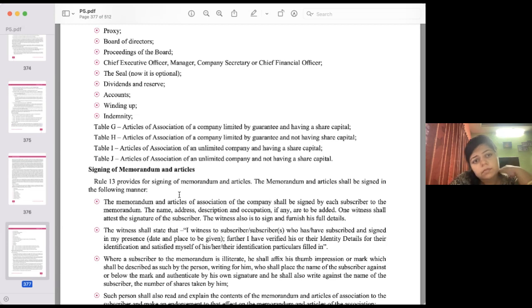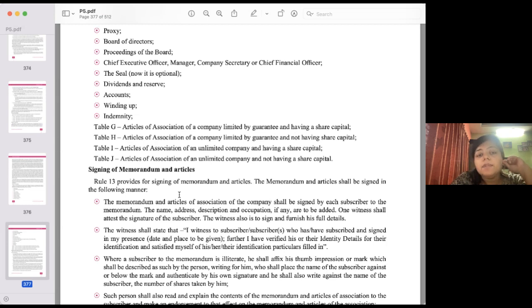Now, in a company, there are key managerial personnel. There's a concept of key managerial personnel under the Companies Act. You see the chief executive officer, the manager of a company, the company secretary, the chief financial officer; they are within the concept of key managerial personnel. So who these people are, their positions, everything is mentioned within the articles of association.